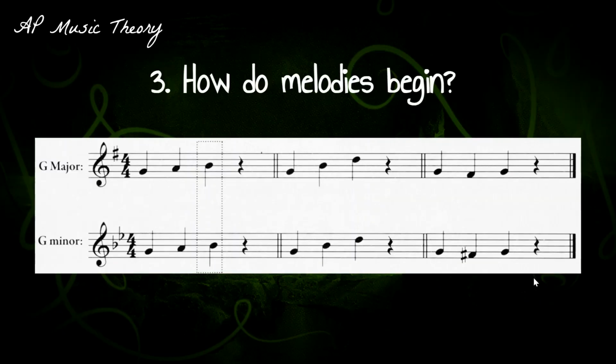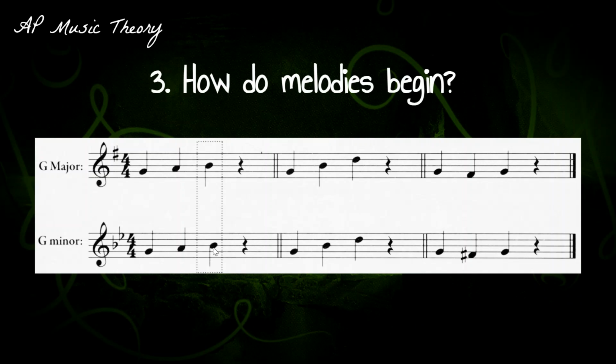Tip number 3. How do melodies begin? Many melodies have similar beginnings. We use this approach in harmonic dictation as well. The 2 most common beginnings for melodies are do, re, mi, and do, mi, so in both major and minor. But in minor, that would be me instead of mi. A very common beginning in a minor key is do, ti, do, because the pattern requires the writing of an accidental. So here we have an example in major and in minor.